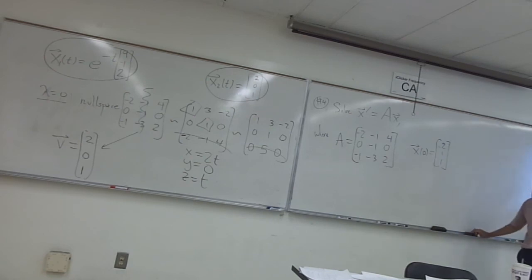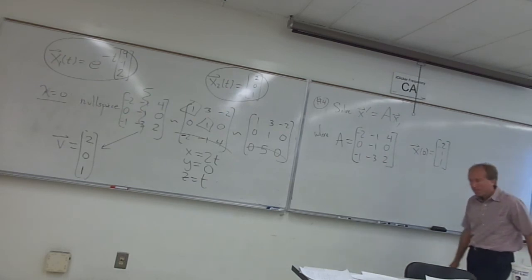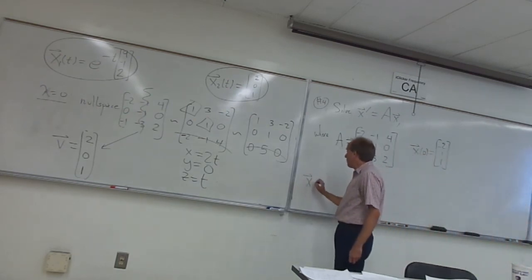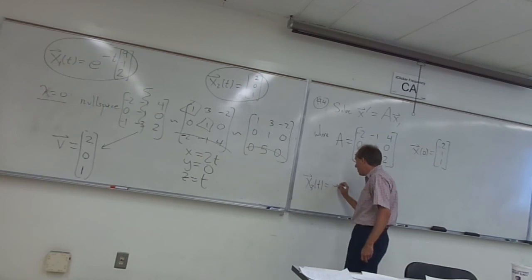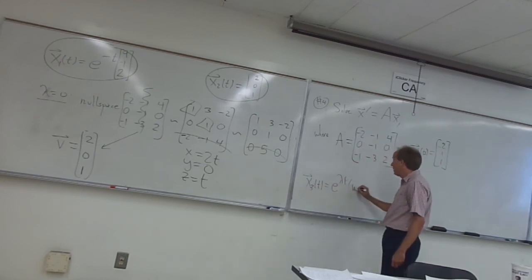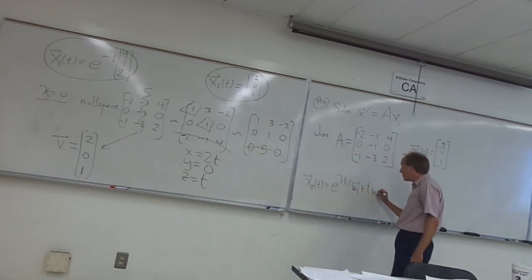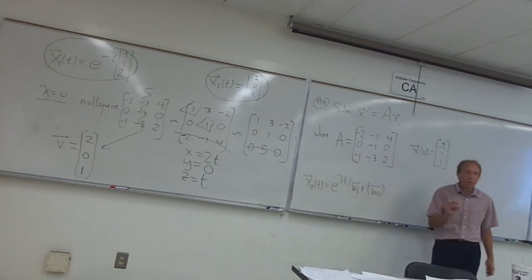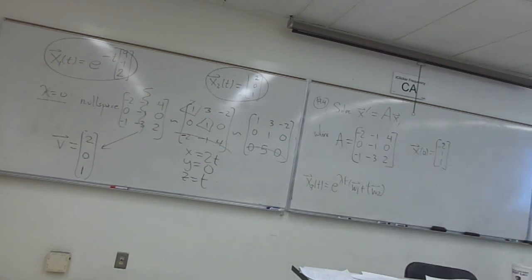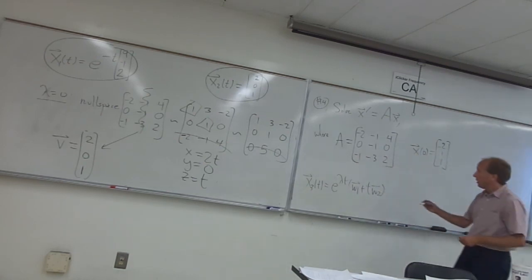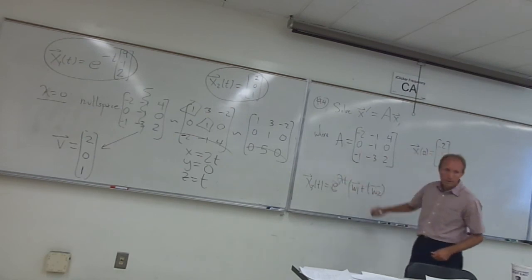Okay, so do you remember how to come up with the third solution? You do the lambda case. I like to write down the form of it first. It's just the general form, e to the lambda t, w1 plus t times w2. This is what we just went over on Wednesday. Now in this case, the lambda is actually 0. So we're not going to have an exponential piece this time.